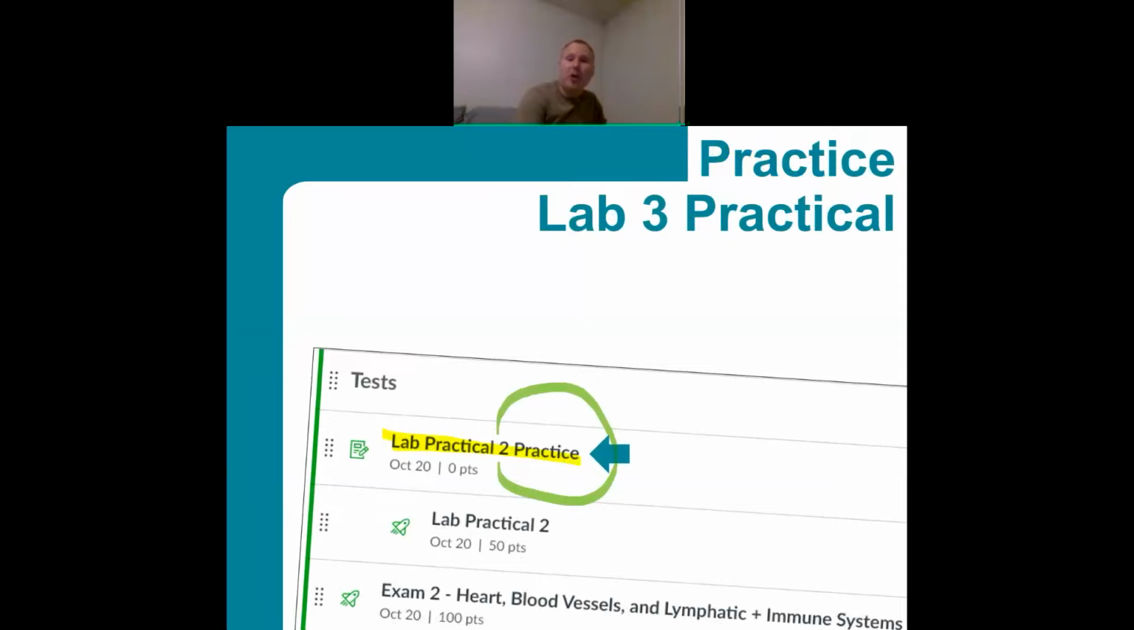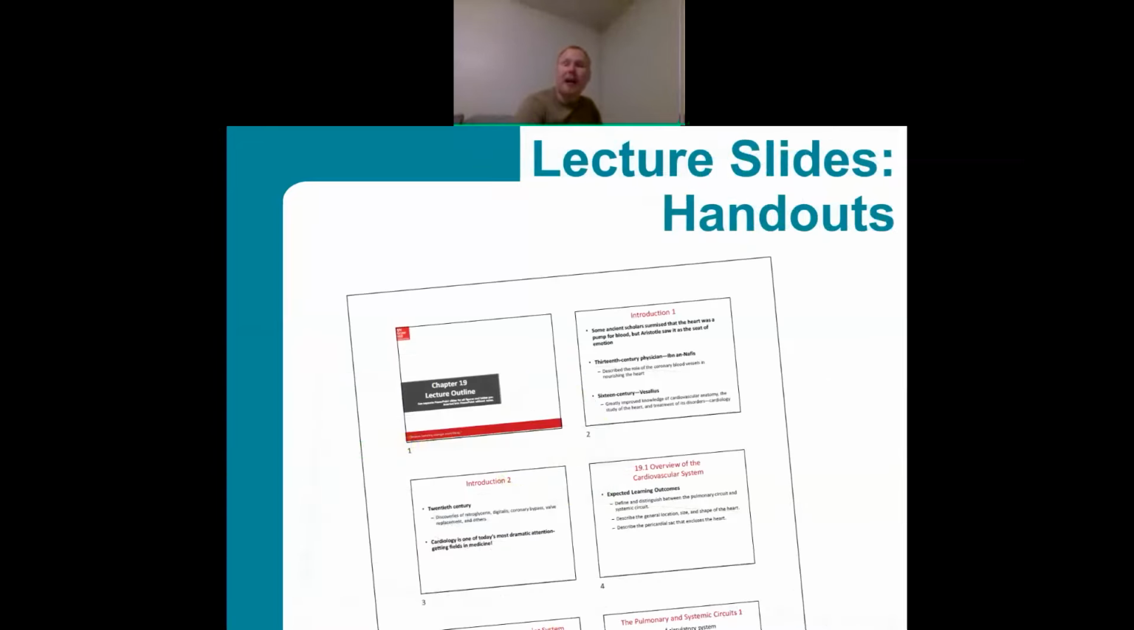These are timed unless you have an accommodation plan in place. I really encourage you to work through those practice versions of the lab practical a couple of times even, so you see all the possible questions from the pool of questions that the actual questions in the test might come from. You do have the slides for the lecture, or lecture handouts of the lecture slides.